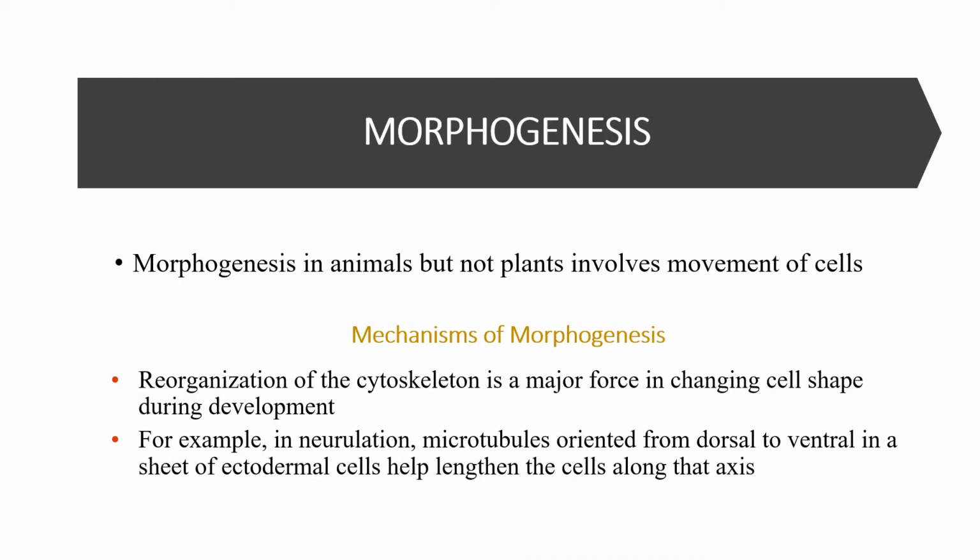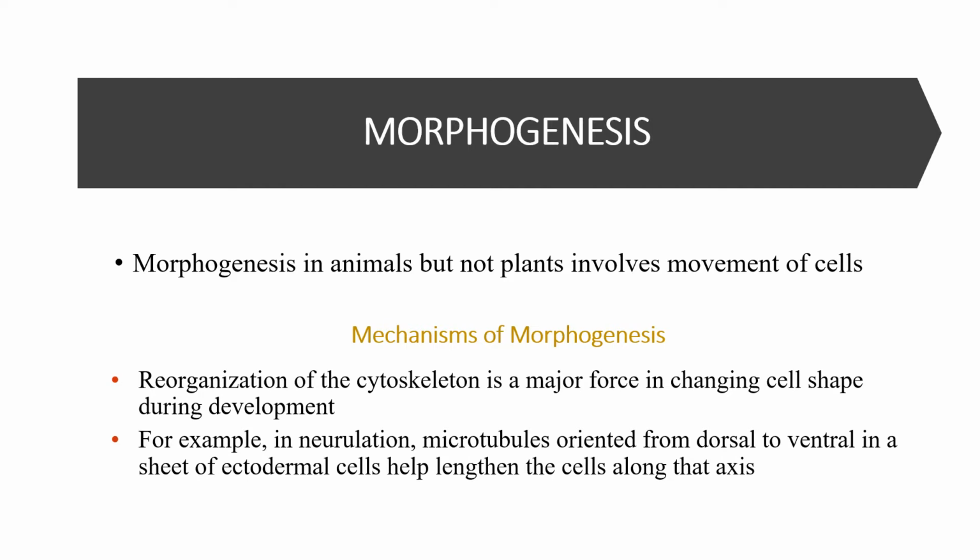Okay? So for morphogenesis in animals but not plants involve movements of cells. So the majority of the cell signals that are being utilized are more likely to happen when it comes to animals and not in plants. Okay.